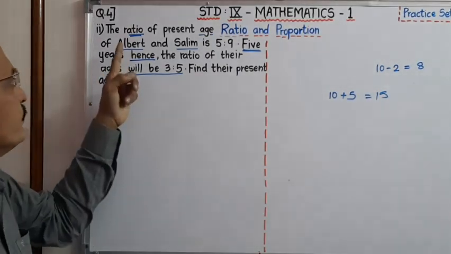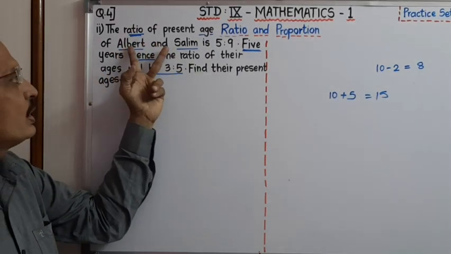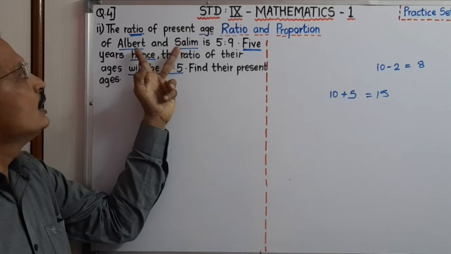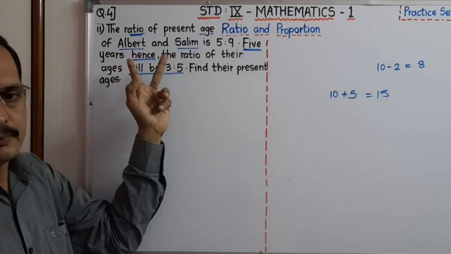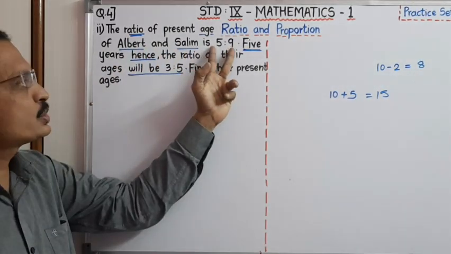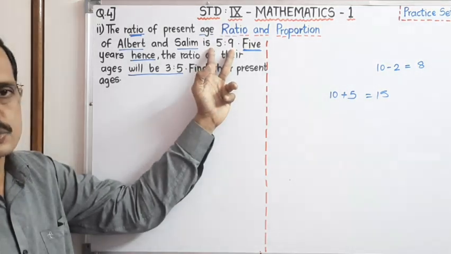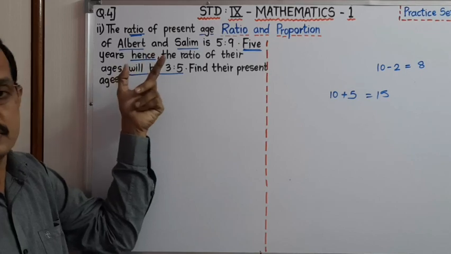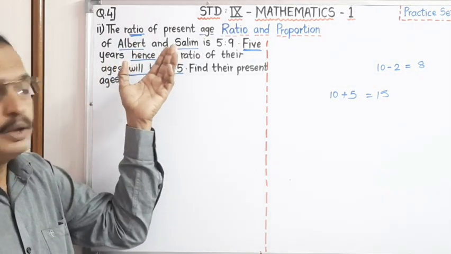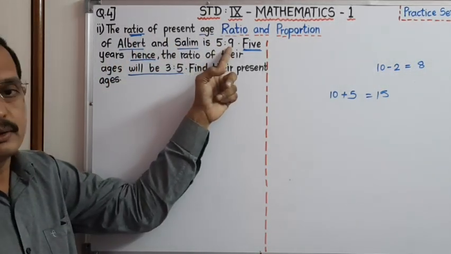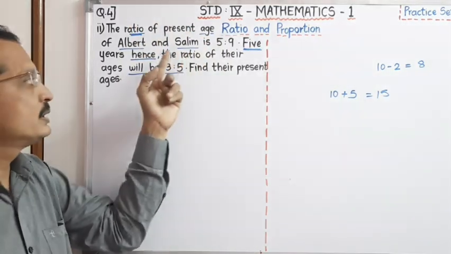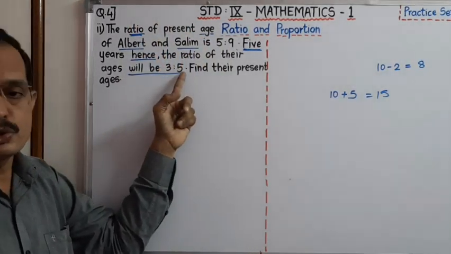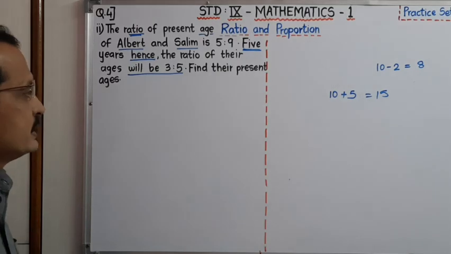Now dear students, see, the ratio of the present ages of Albert and Salim. These two, Albert and Salim, are there. If we take out the ratio of their present ages, it is 5:9. After 5 years, their ratio will become 3:5. We have to find out the present ages.